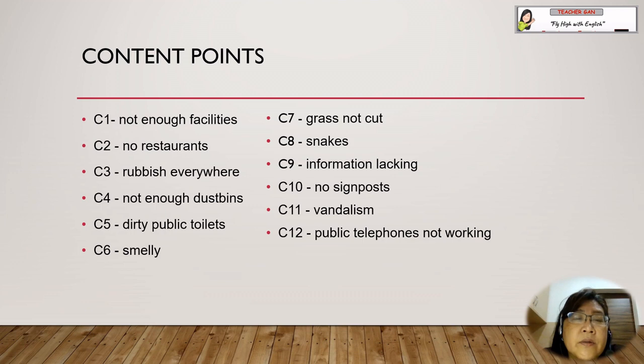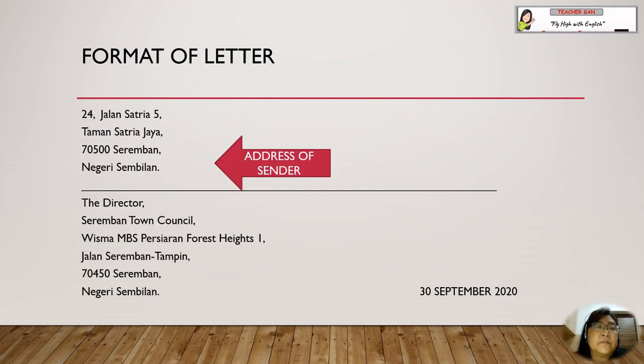So we are going to focus on the content points. We have C1, not enough facilities. C2, no restaurants. C3, rubbish everywhere. C4, not enough dustbins. C5, dirty public toilets. C6, smelly. C7, grass not cut. C8, snakes. C9, information lacking. C10, no signposts. C11, vandalism. C12, public telephones not working.